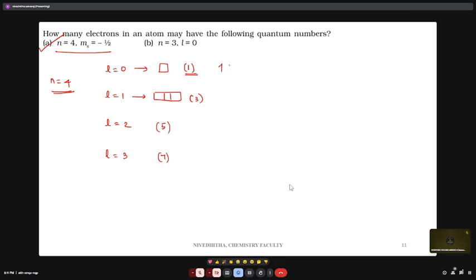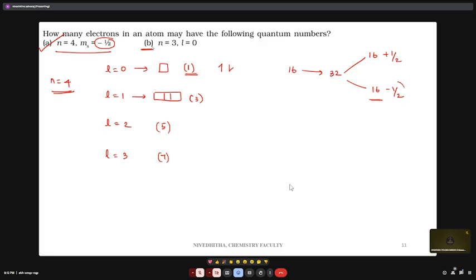One is plus half, another one is minus half. So they are talking about only minus half electrons. There are totally 16 orbitals. In 16 orbitals, I can have 32 electrons. In 32 electrons, 16 electrons have plus half spin, and the remaining 16 electrons have minus half spin. So the answer is 16 because only 16 electrons can have this minus half spin.